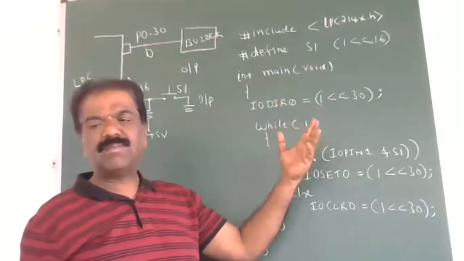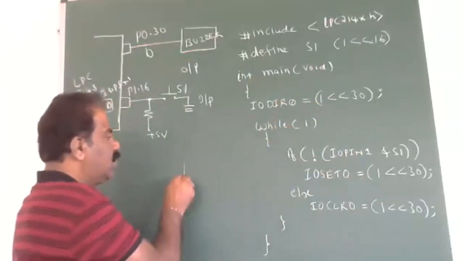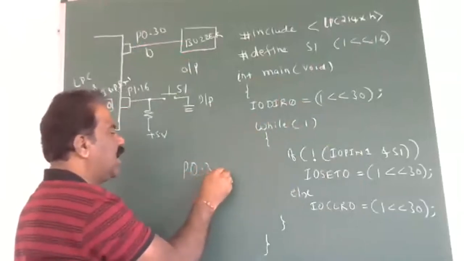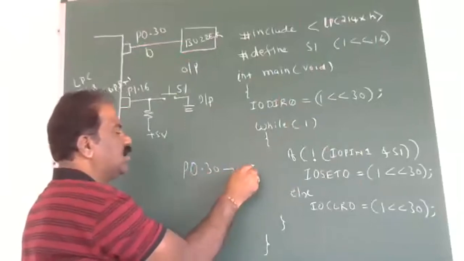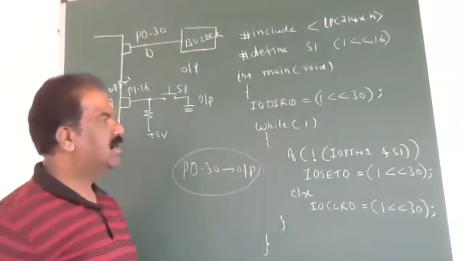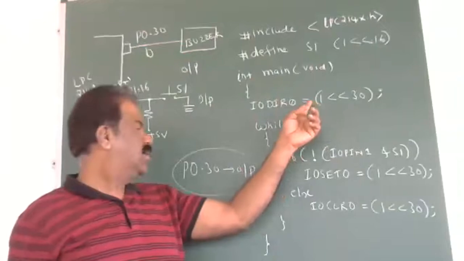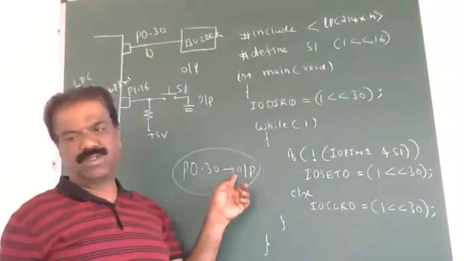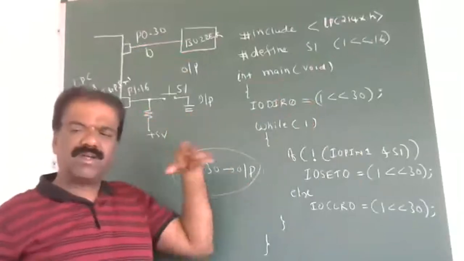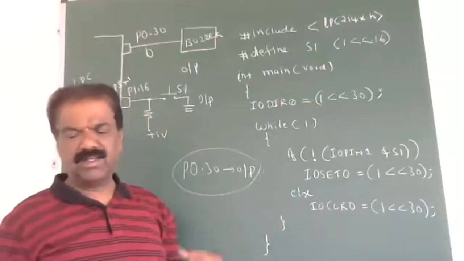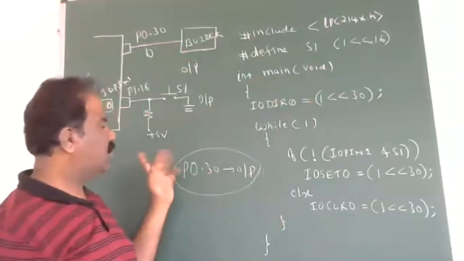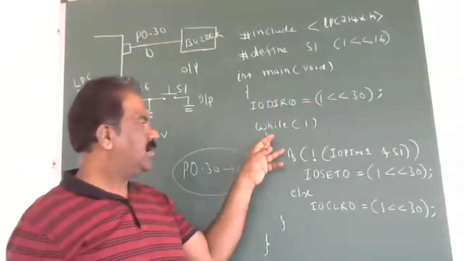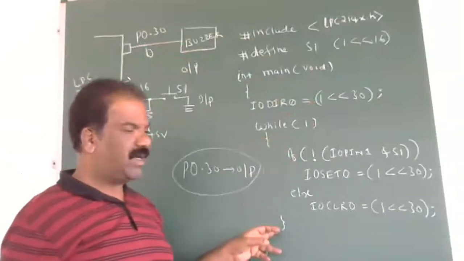If you execute this particular statement, it configures P0.30 as output. What about P1.16? It's already configured as input, so I don't need to configure it, because by default it is configured as input. Now, while is the beginning of the loop; this is an infinite loop.